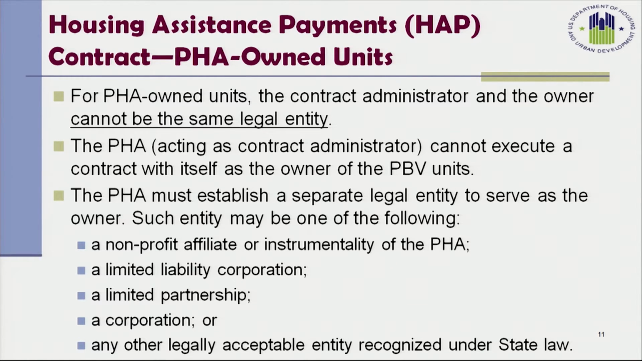The PHA, acting as the contract administrator, cannot execute a contract with itself as the owner of the project-based voucher units. We covered this in Part 1, but we want to emphasize it here as well under the contract requirements. The PHA must establish a separate legal entity to serve as the owner, such as a nonprofit affiliate or instrumentality of the PHA, a limited liability corporation, a limited partnership, a corporation, or any other legally acceptable entity recognized under the respective state law.